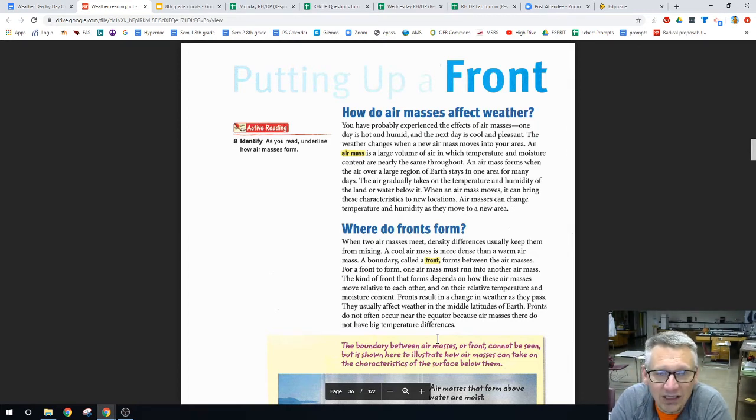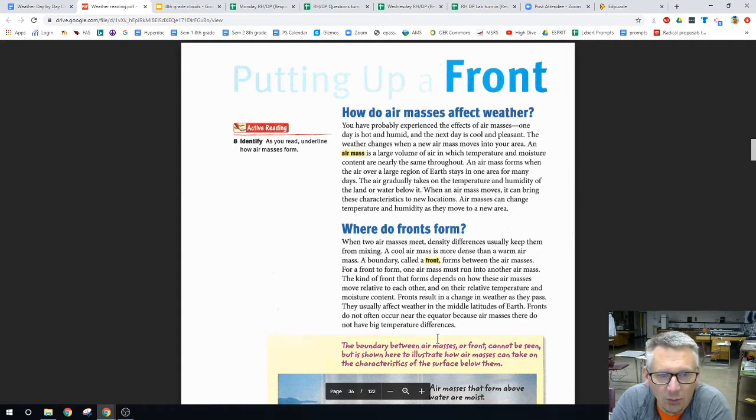An air mass is a large volume of air in which temperature and moisture content are nearly the same throughout. An air mass forms when the air moves over a large region of the Earth and stays in one area for many days. The air gradually takes on the temperature and humidity of the land or water below it. When the air masses move, they bring these characteristics into new locations. Air masses can change temperature or humidity as they move into a new area.